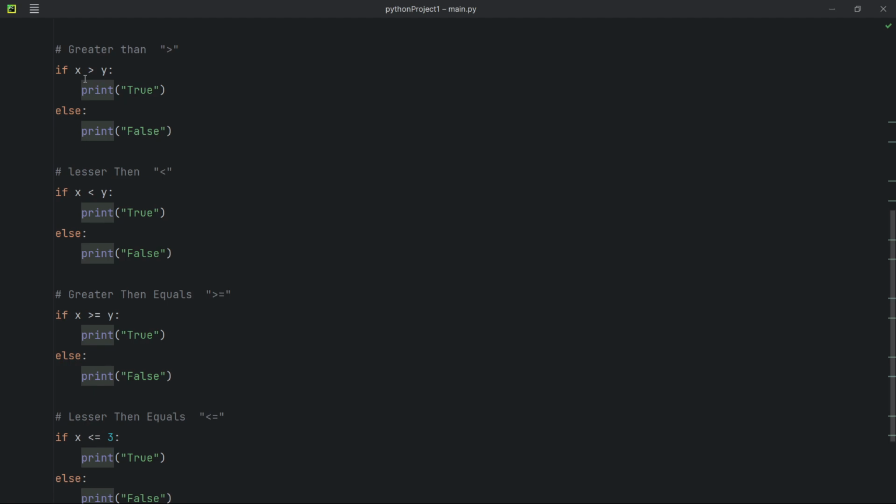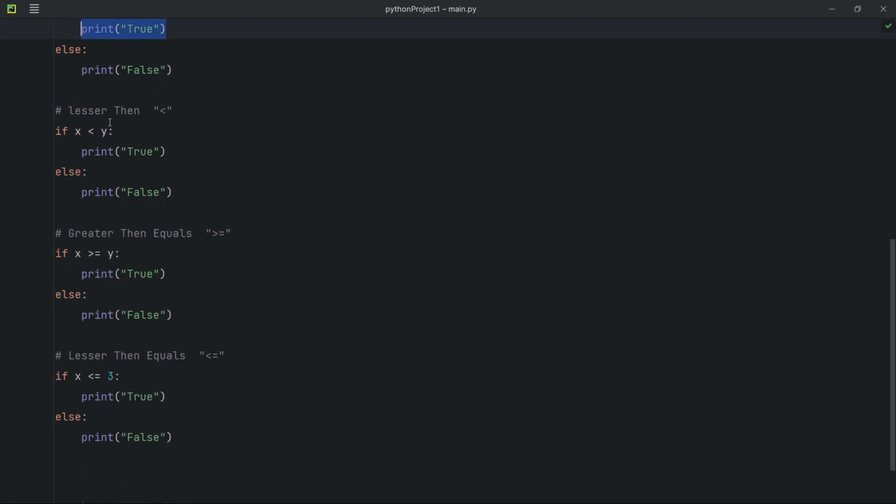Now the third operator is greater than operator. Now it basically checks whether the left hand side operand is greater than that of the right hand side operand. Now it is clearly observable here that 3 is greater than 2, so the answer will be true, right? Now the next operator is lesser than operator. Now lesser than operator basically checks whether the left hand side operand is less than that of the right hand side operand. Now it is clear that 3 is not less than 2, so the answer will be false over here, right?